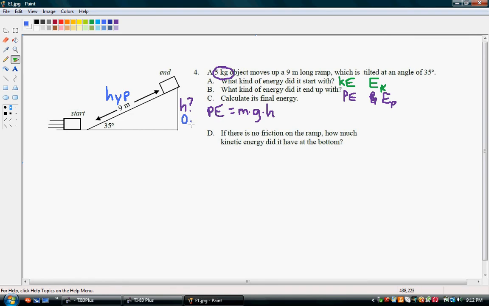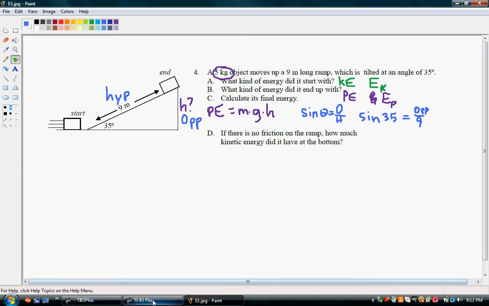So this is actually our opposite side because it's opposite of our angle. And the trigonometric function that has opposite and hypotenuse is sine. Sine theta is opposite over hypotenuse. So if we were to plug in all of the variables that we know, our theta is an angle of 35, so sine 35 equals our opposite, which is our height that we're looking for, over our hypotenuse, which is 9 meters.